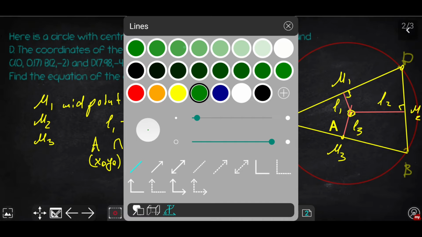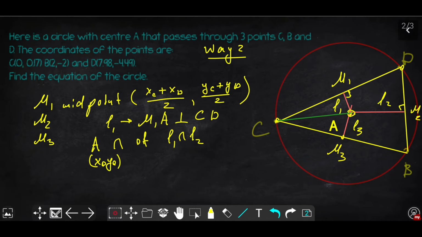So the main question is how to define the equation of at least L1, for example. I will show you how to do that. L1 is the line that's perpendicular to segment CD. Because we know the coordinates of C and D, we can define the gradient. So the gradient, let's mark as M, right? In the general equation of the line, M is the gradient, so MCD is going to be just a known number, right? So we know the gradient of MCD.